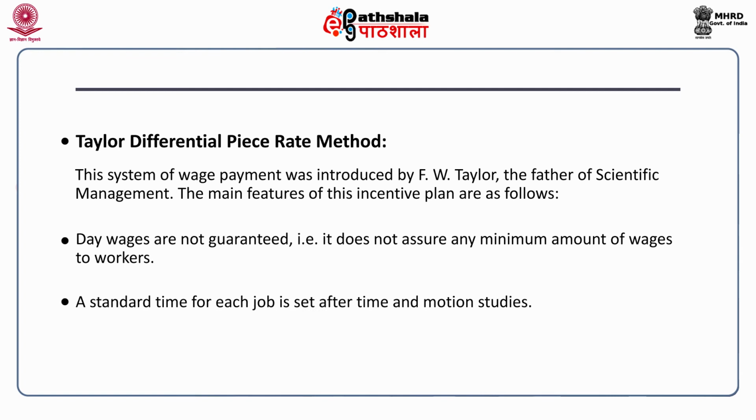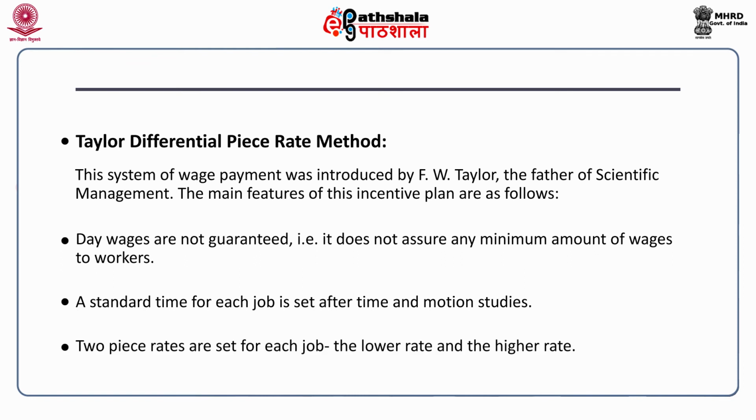A standard time for each job is set after time and motion studies. Two piece rates are set for each job, a lower rate and a higher rate. The lower piece rate is payable where a worker takes a longer time than the standard time to complete the work. Higher rate is payable when a worker completes the work within the standard time. In other words, the lower piece rate is payable to inefficient workers while the higher rate is applicable for efficient workers.